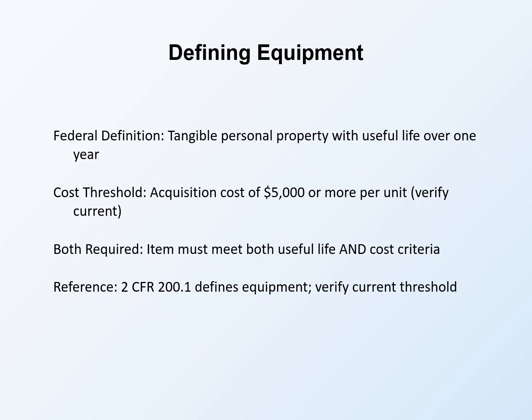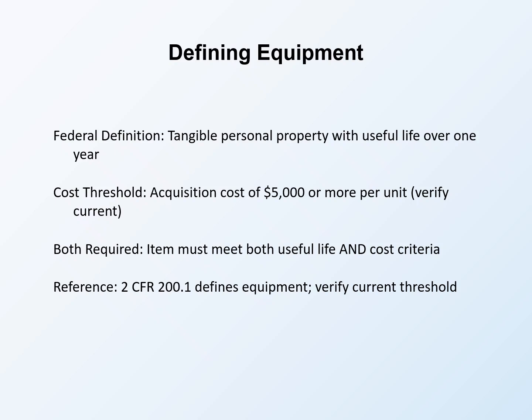Your organization may have a lower threshold that also applies. Use whichever threshold is lower. Both criteria must be met for equipment classification. An item costing $10,000 but with a useful life of 6 months is not equipment because it fails the useful life test. An item lasting 10 years but costing $3,000 is not equipment because it falls below the cost threshold. Only items meeting both criteria are equipment.